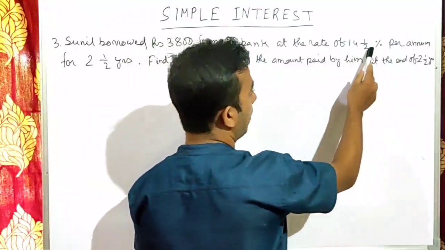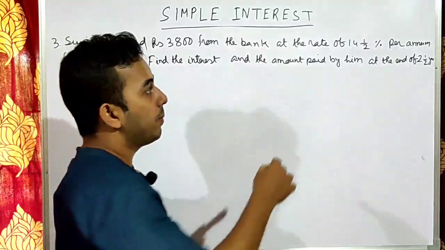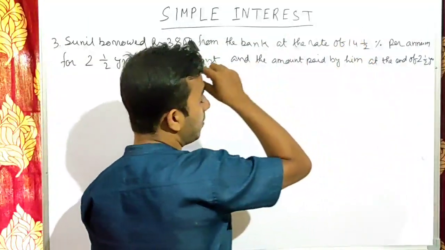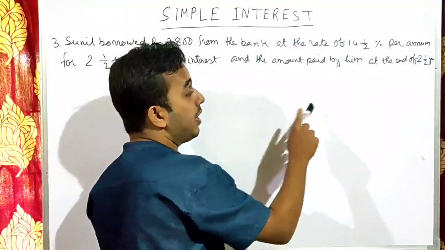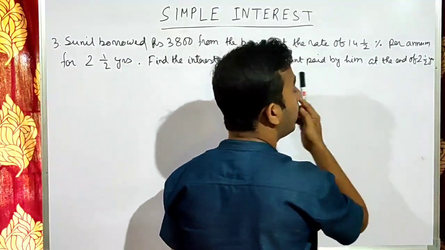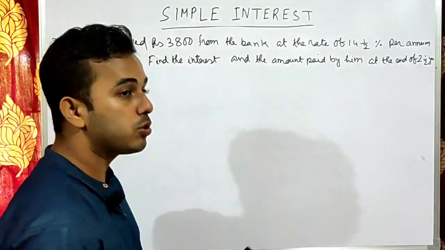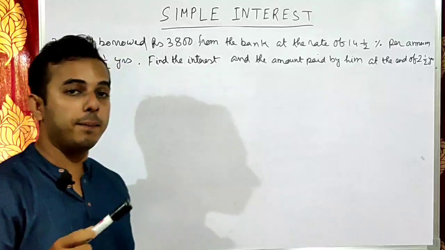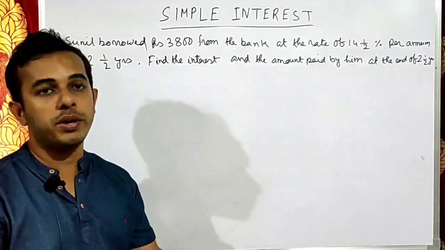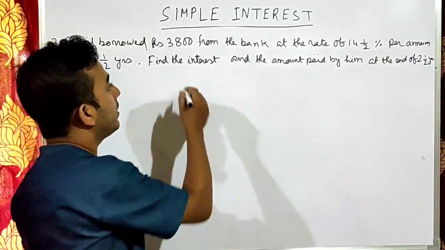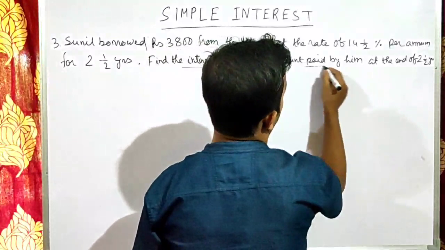If we multiply 2 into 14, that is 28, plus 1, it is 29. So 29/2 will be the rate of interest. The years will be 2 into 2 is 4, plus 1, so 5/2 will be the years. Principal amount is also given, so we can easily find the interest. First we have to find the interest, and second, the amount paid by him at the end.